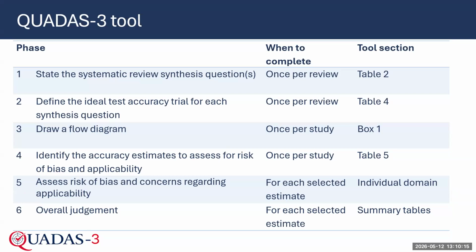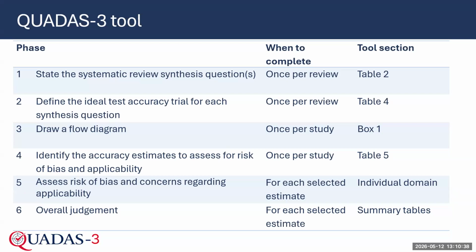Important to note, though, is although there's lots of phases, they're not all done for each set of estimates. So the phases 1 and 2 are just done at the review level, so you only have to do those once for your review. The phases 3 and 4 are done once per study. So a key difference for QUADAS 3 compared to QUADAS 2 is that at QUADAS 2, you just assess the overall study for risk of bias and applicability concerns.